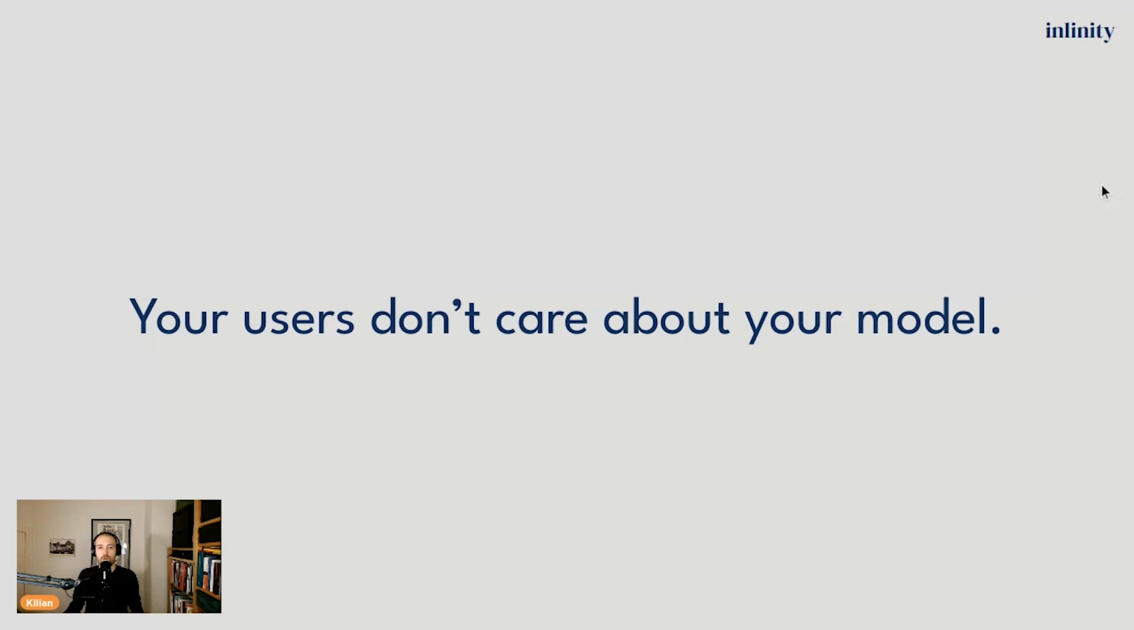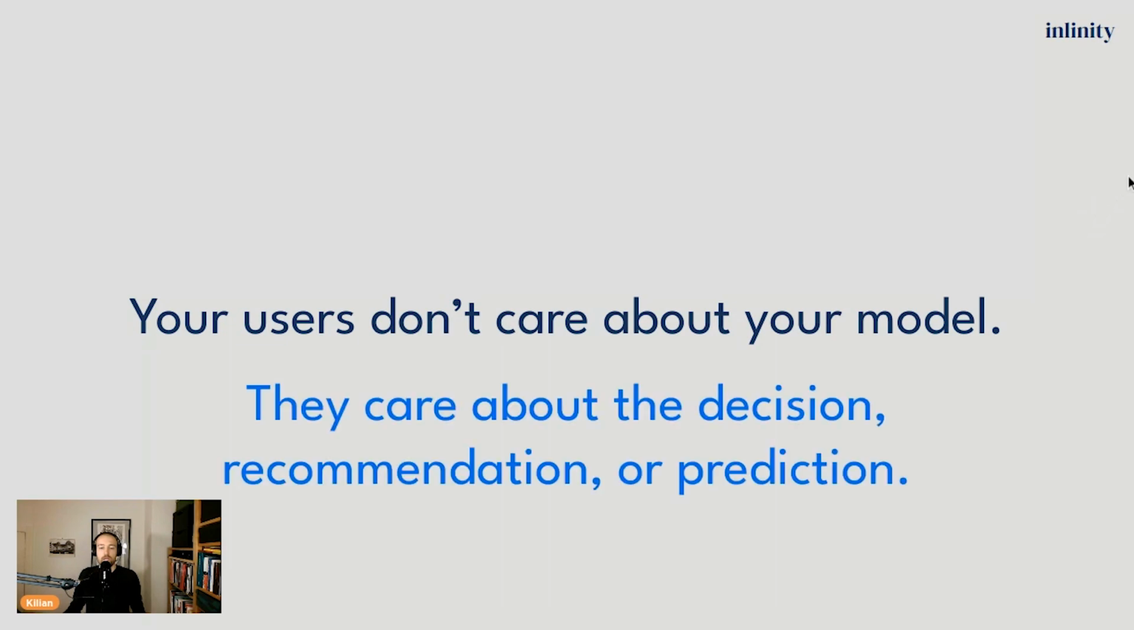They don't want to know what the algorithmic structure is. They don't care about all the fancy calculations that you do. What they care about is the decision or the recommendation or the prediction that your model effects. And so when you're asking for explanations, this is the level on which you need to explain, and we'll return to this in one of the later parts.